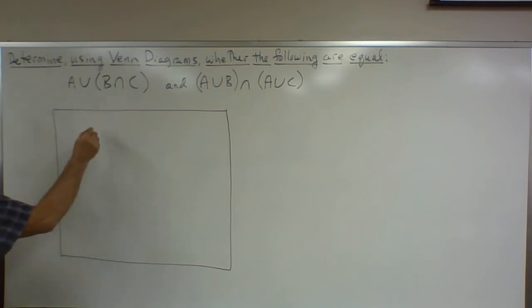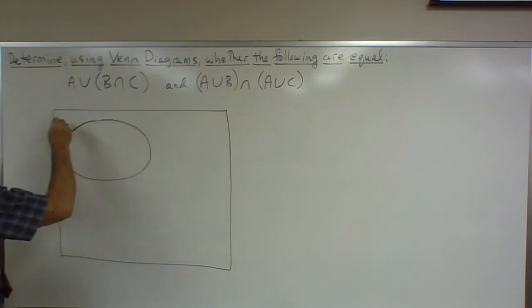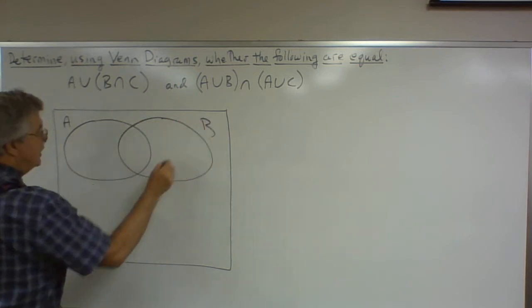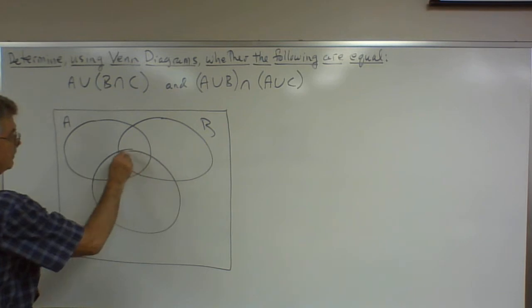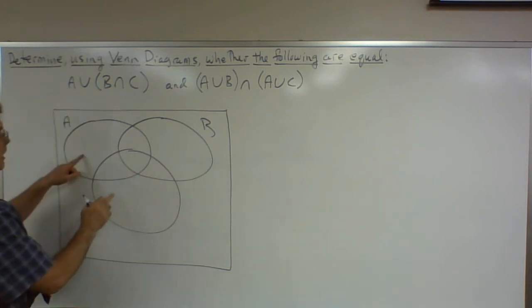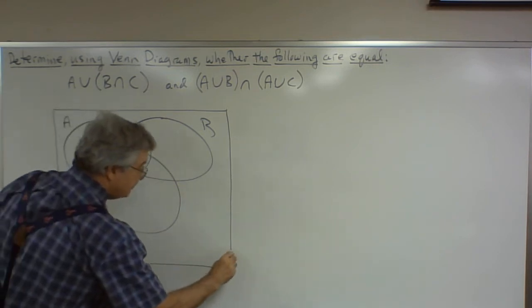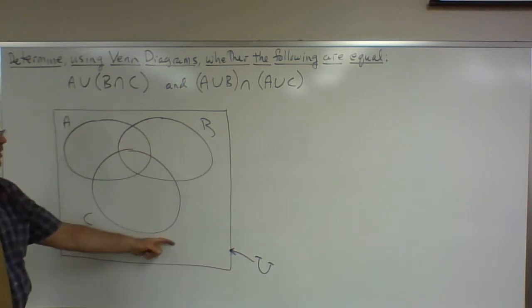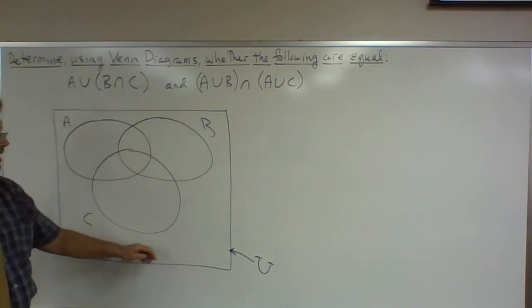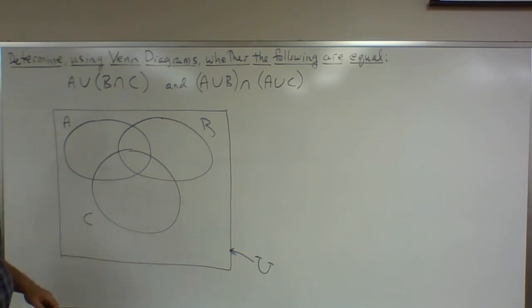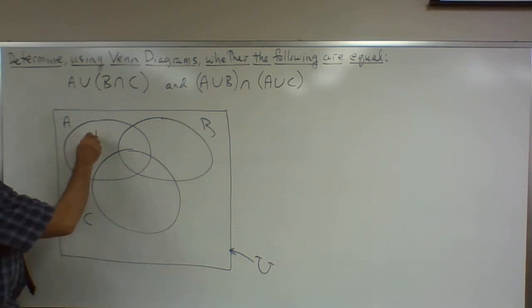We've got set A, we've got set B, and we've got set C. And everything outside each of these sets is part of the universe. Actually, every element under consideration is part of the universe. We'll call this region 1.